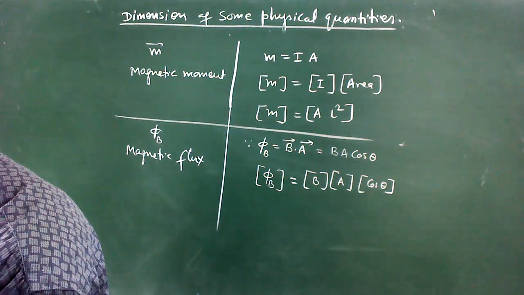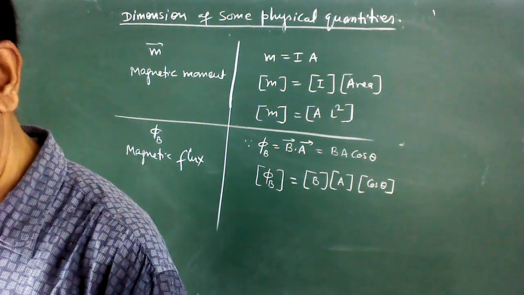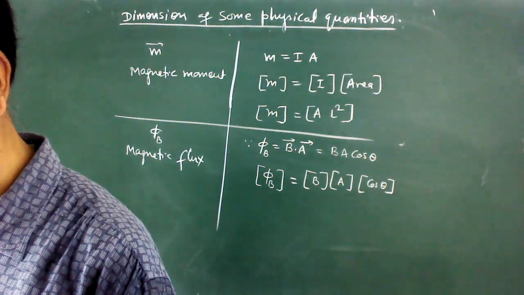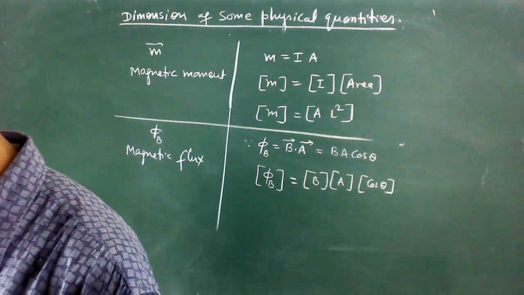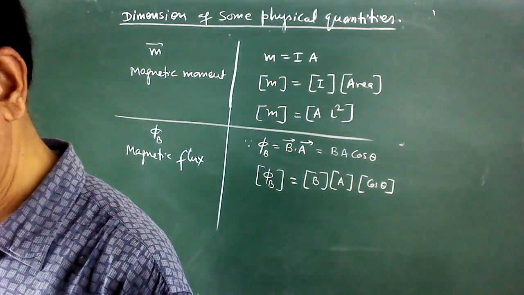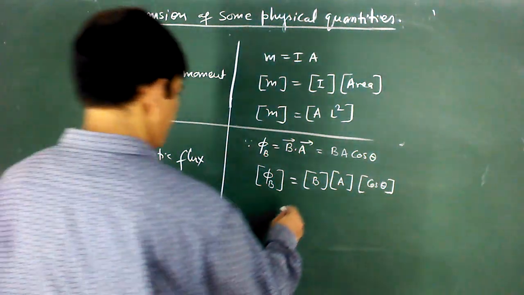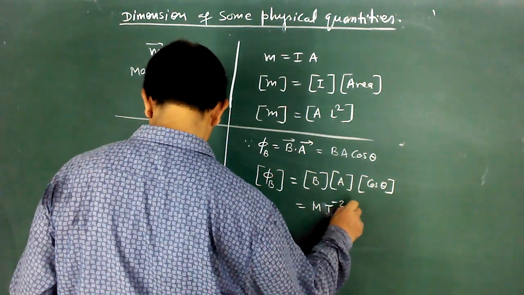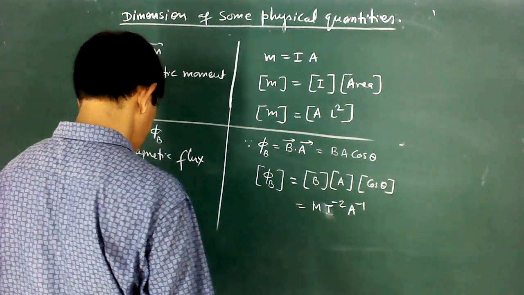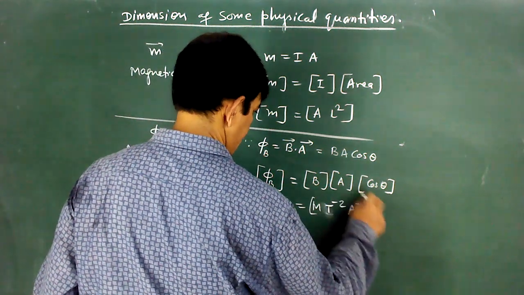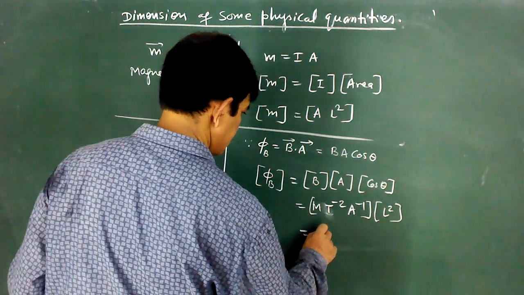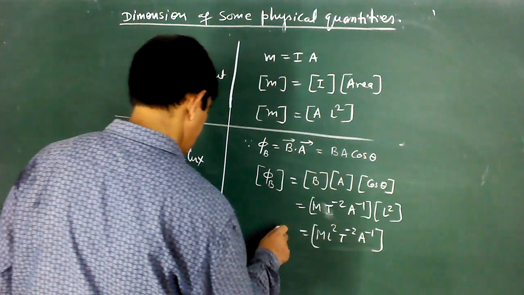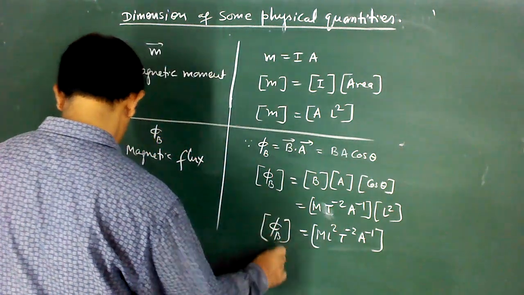So the dimension of magnetic field is M T minus 2 A minus 1, and area is L2. So this is M L2 T minus 2 A inverse. This is the dimension of magnetic flux.